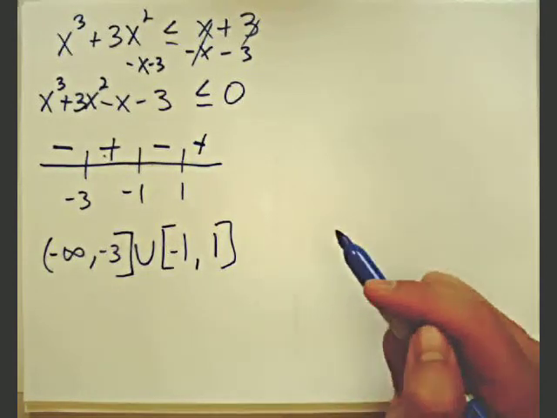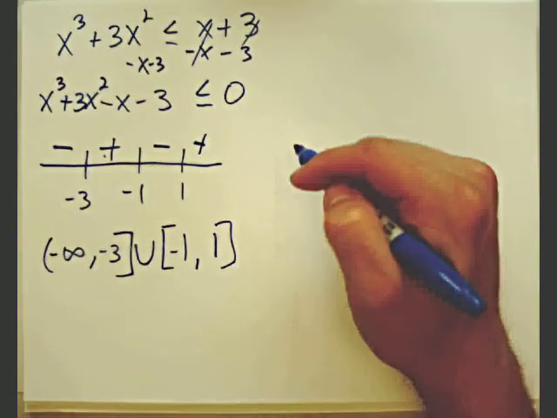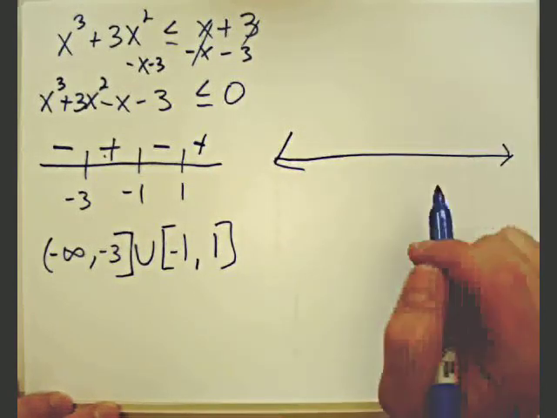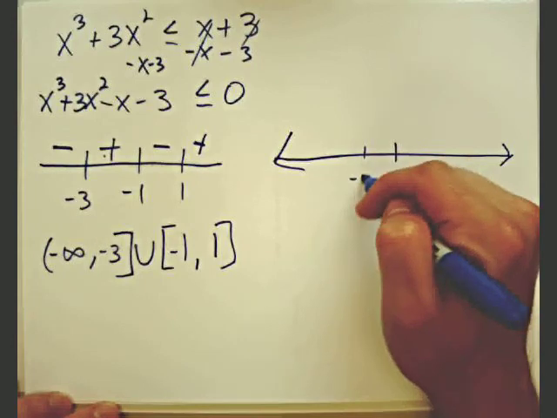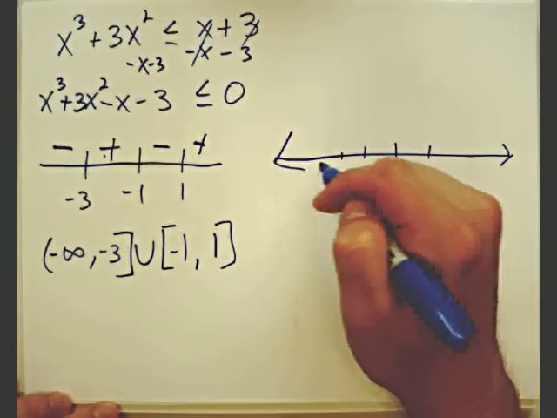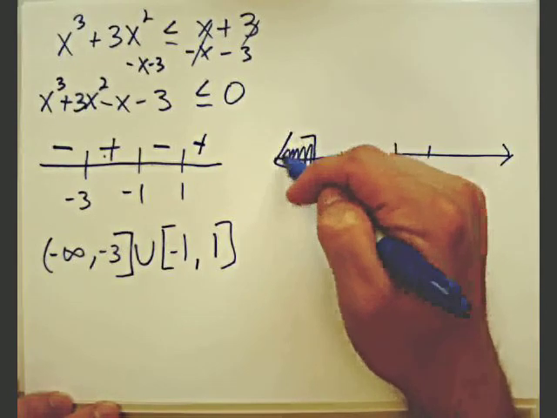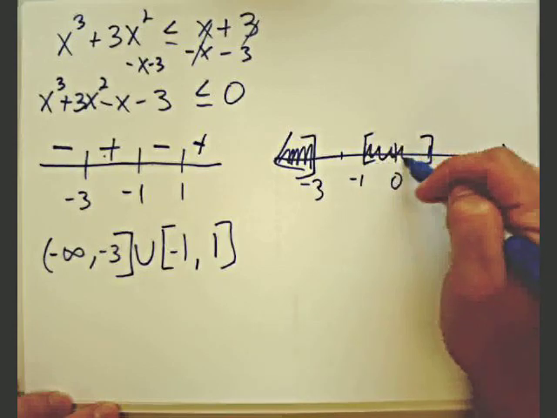Second part of the instructions ask us to graph the solution on a number line. So just like with linear inequalities, expressing this on a number line, if I put 0 here, -1, 1, and -3. Less than -3, bracket, and shaded to the left. And between -1 and 1, bracket, shaded in between.